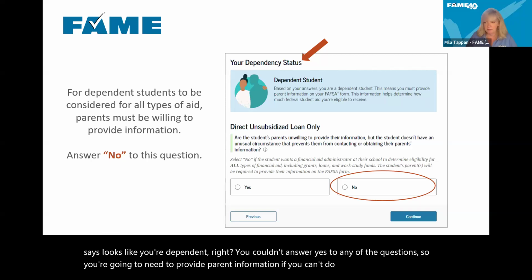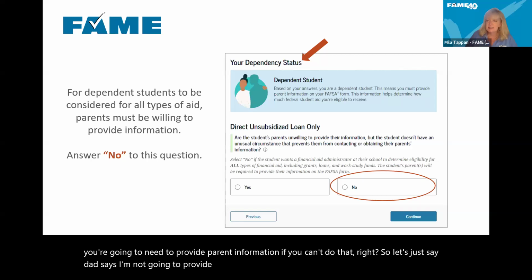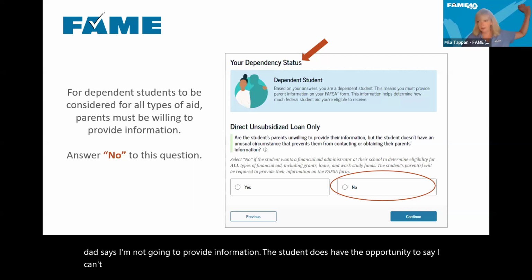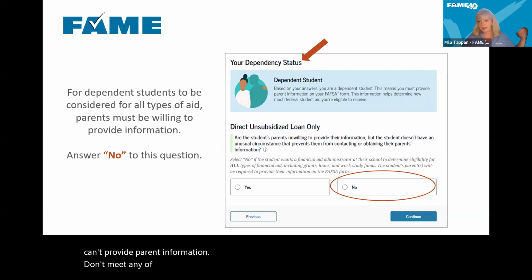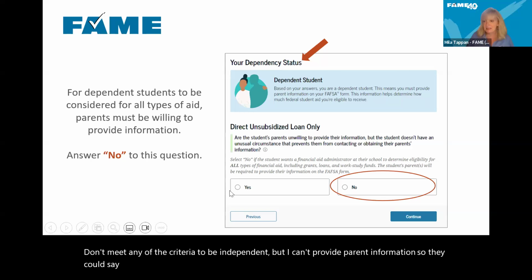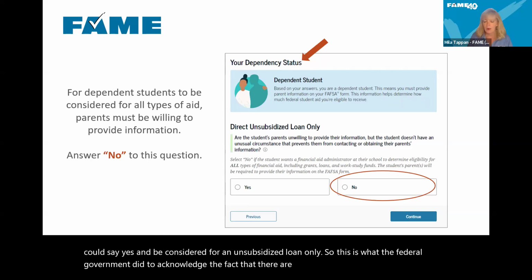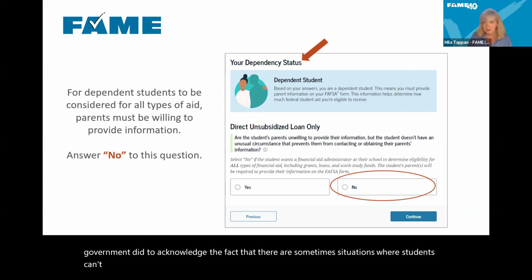So let's just say dad says, I'm not going to provide information. The student does have the opportunity to say, I can't provide parent information. I don't meet any of the criteria to be independent, but I can't provide parent information. So they could say yes and be considered for an unsubsidized loan only. So this is what the federal government did to acknowledge the fact that there are sometimes situations where students can't get parent information, but there aren't these unusual circumstances.